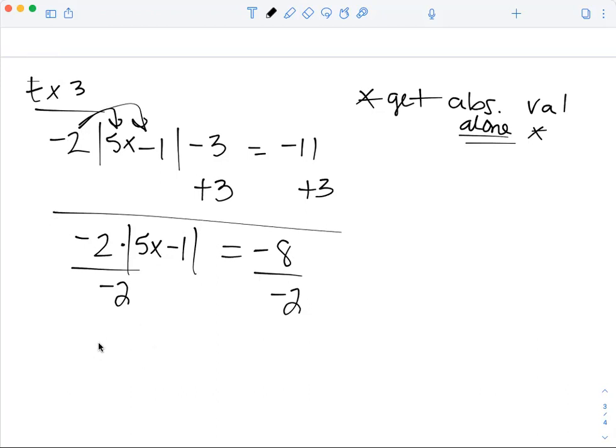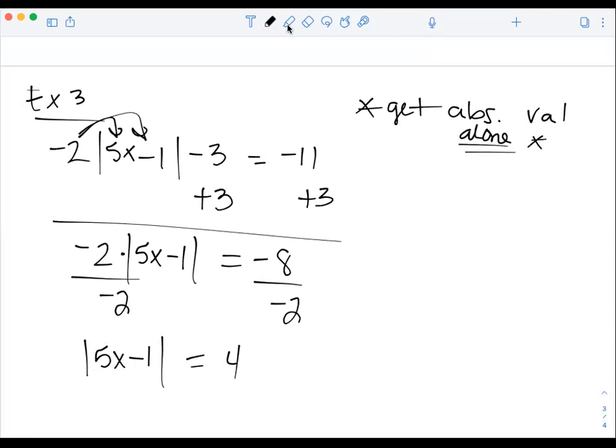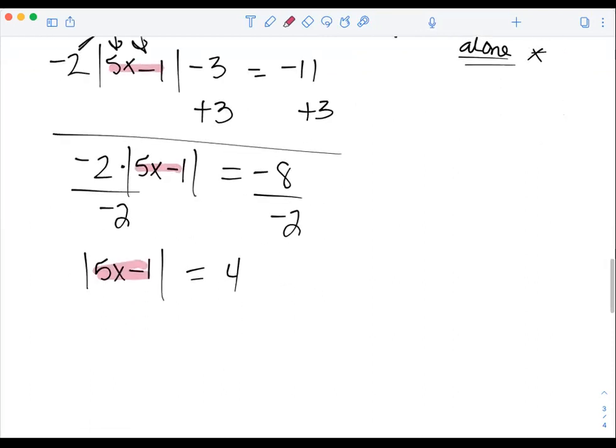So when we divide by -2, what we have is the absolute value of 5x minus 1 is equal to 4. Okay. So notice that this whole time, the inside of the absolute value has not changed. So that stayed the same the whole time. And that's going to be the case every time. Okay. So now we can break it apart.